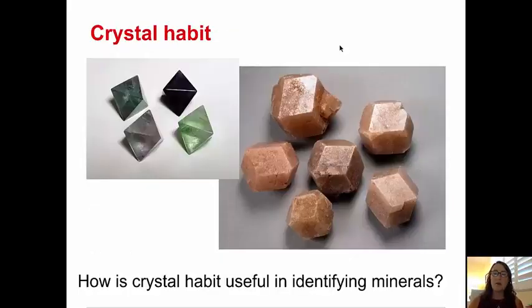Crystal habit can also help us to diagnose which mineral we're looking at. For example, on the right-hand side, you see dodecahedra of garnet, very characteristic of garnet crystals. And on the left-hand side, you see that 8-sided double pyramid of fluorite, also very characteristic. So when you're trying to identify a crystal, if you see these shapes, it's diagnostic of particular mineral types.